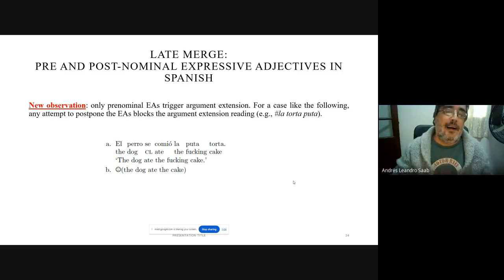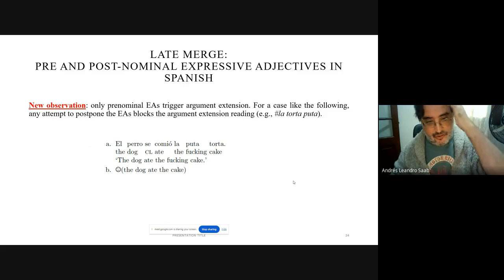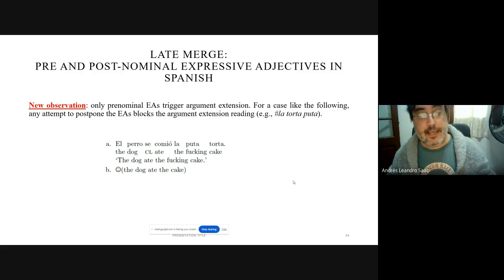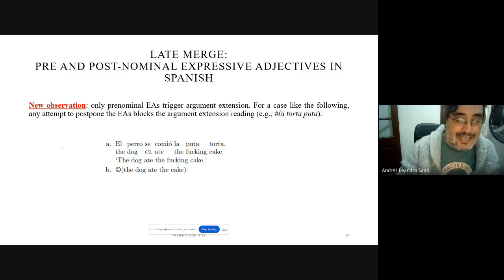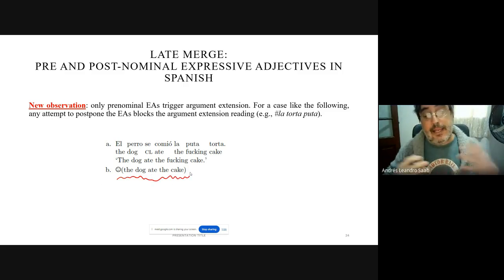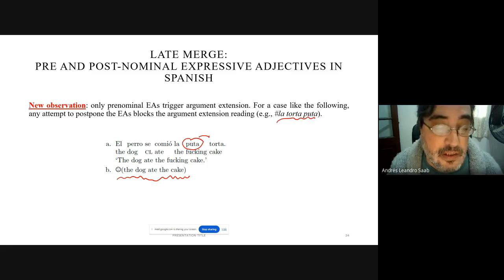In reality, when you look at the argument extension cases, only prenominal expressive adjectives trigger argument extension. So for a case like the following, el perro se comió la puta torta, the dog ate the fucking cake, the only way in which you can really get the argument extension reading, according to which you are in a hate emotional state with respect to the entire situation, can only arise if the adjective puta is prenominal. In postnominal position, like here, this is totally infelicitous. Okay, el perro se comió la torta puta makes no sense.